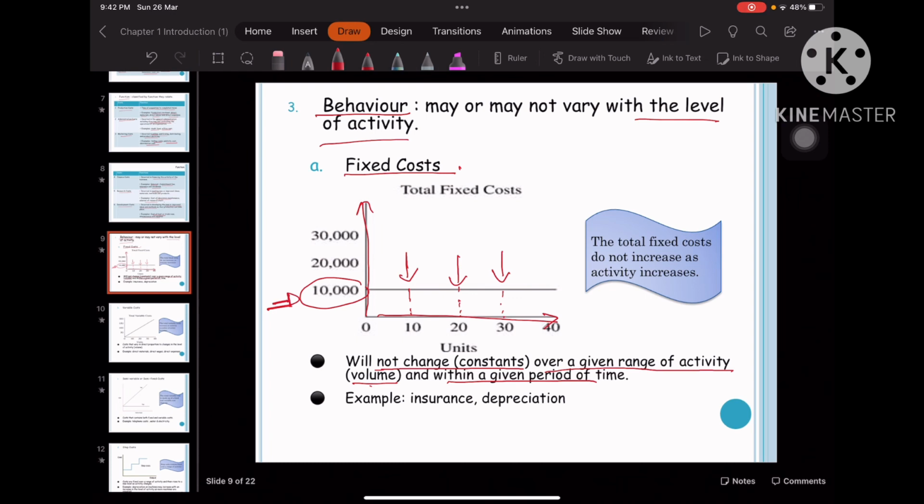All right, so I would like to repeat again. The cost will be constant or not change, even though the level is changing or the level is increased.